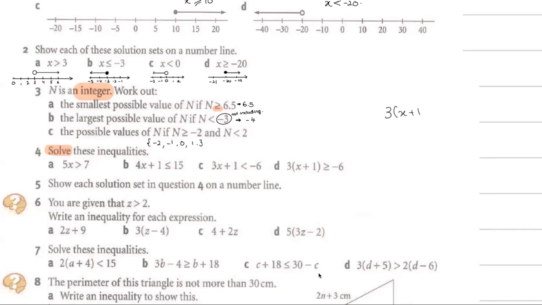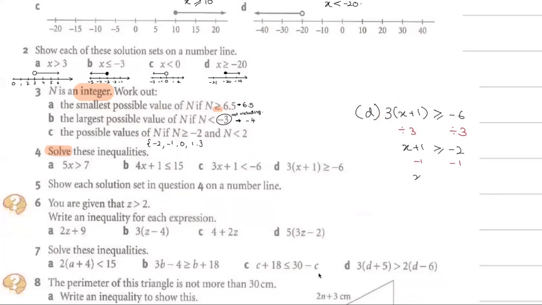3x plus 1 more than or equals to -6. This is question D. So what we need to do is we just need to take what we can, we divide this side by 3, divide this side by 3. x plus 1 more than or equals to -2. Minus 1. Because we need to take out what's outside of the bracket first. Take out this one here. Then we have x is more than -3. Can you see that? And that's the answer. That's the end of it.